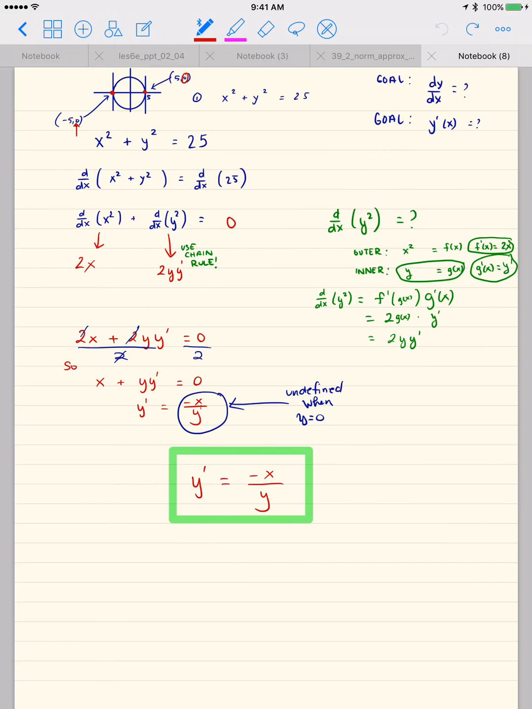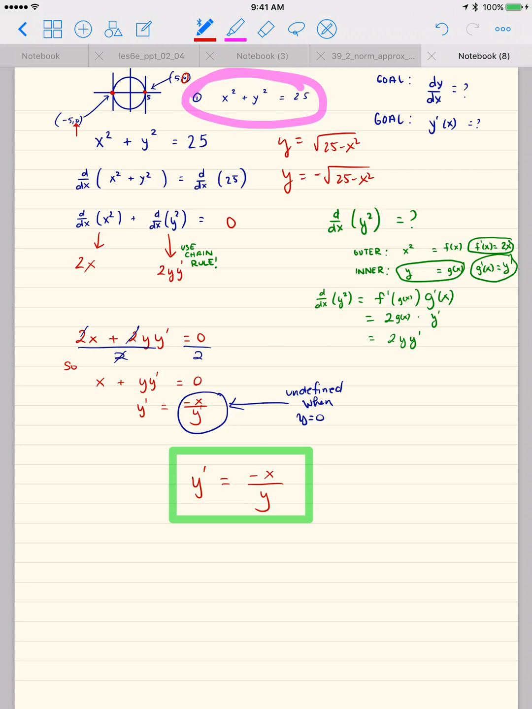Look at this original problem right here. If we wanted to come up with a derivative formula, we would need to solve kind of like two equations: y equals the square root of 25 minus x squared, and then we would also need to do y equals negative square root of 25 minus x squared, right?